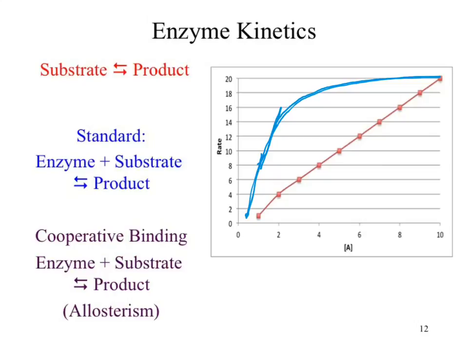Okay. Take it a step further. What happens if we move into something along lines of cooperative binding? Okay. Still an enzyme plus our substrate generate our product, but what happened in cooperative binding?